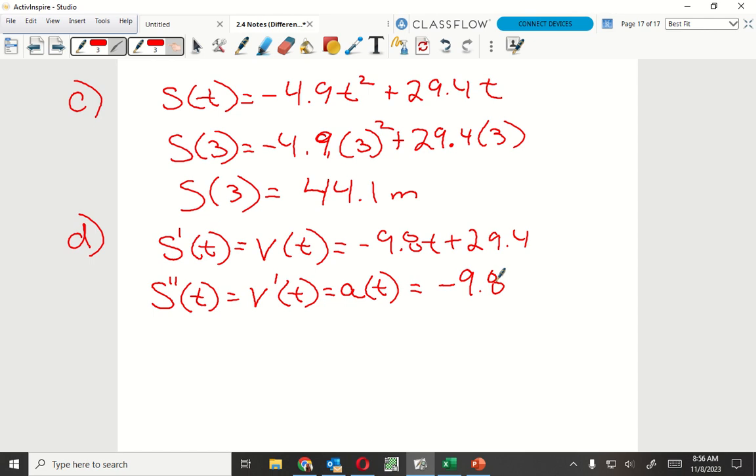Anyone take physics already? So what is negative 9.8? That sounds important there. Gravity. Very good. That is gravity. Gravity is a constant acceleration. It's always pulling down, right? So we have a negative 9.8 gravity pulling it down for this one.